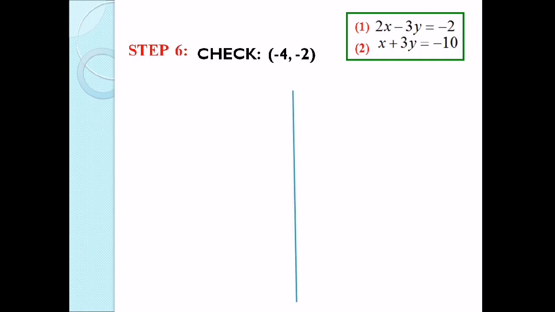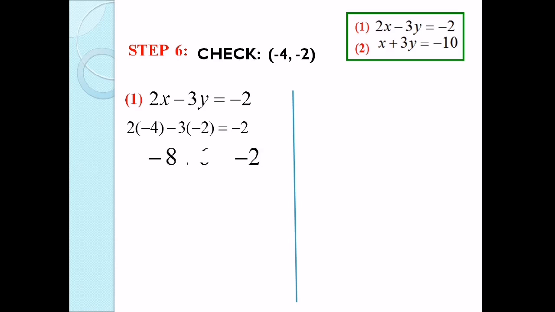So, let us check whether negative 4, negative 2 is a solution. So, we just substitute all the values in our equation 1. 2 times negative 4 minus 3 times negative 2 equals negative 2. 2 times negative 4 is negative 8. Then, negative 3 times negative 2 is positive 6 equals negative 2. Then, negative 8 plus 6 equals negative 2. Negative 2 equals negative 2.